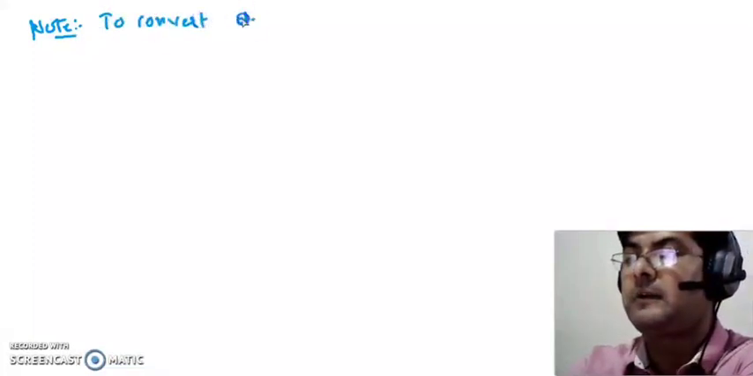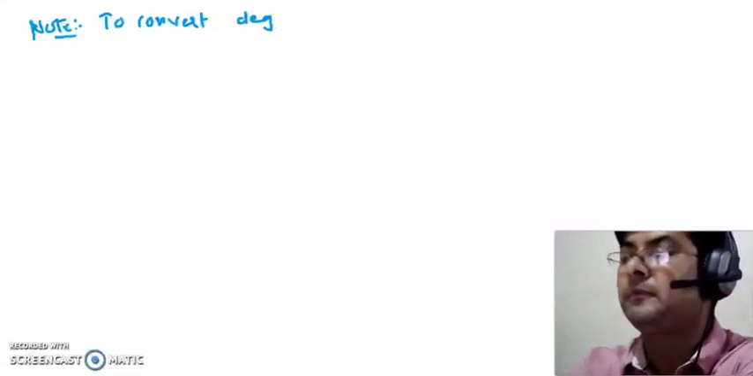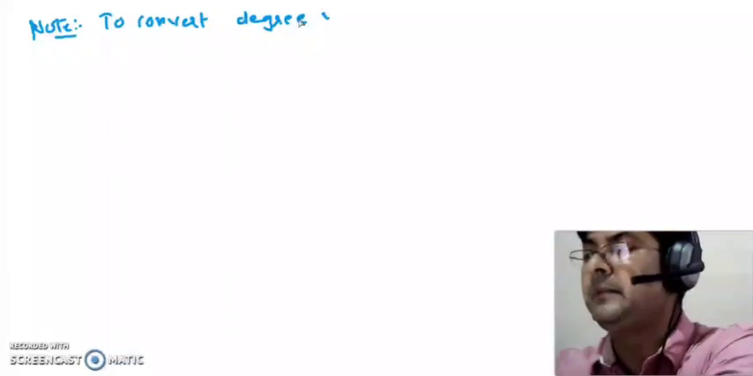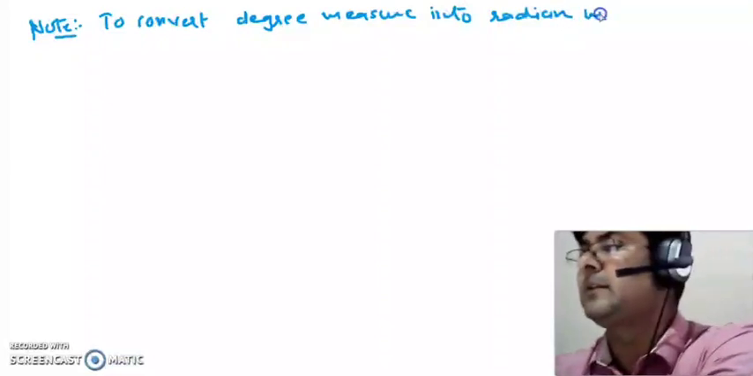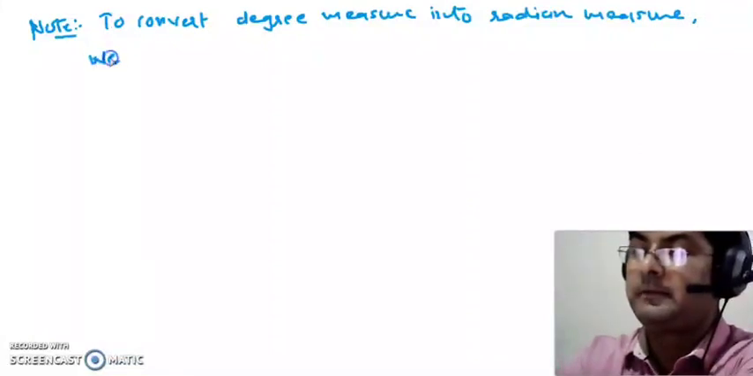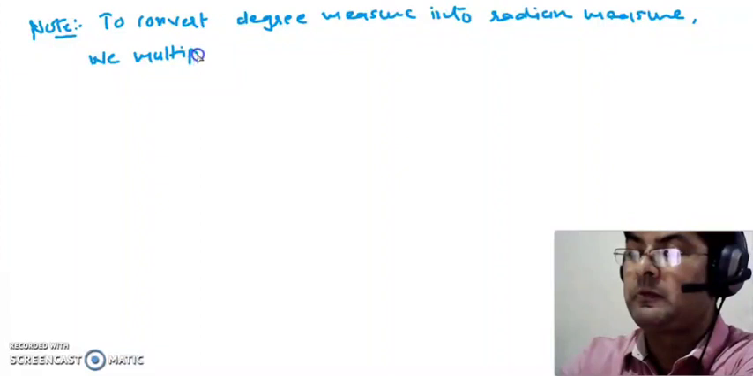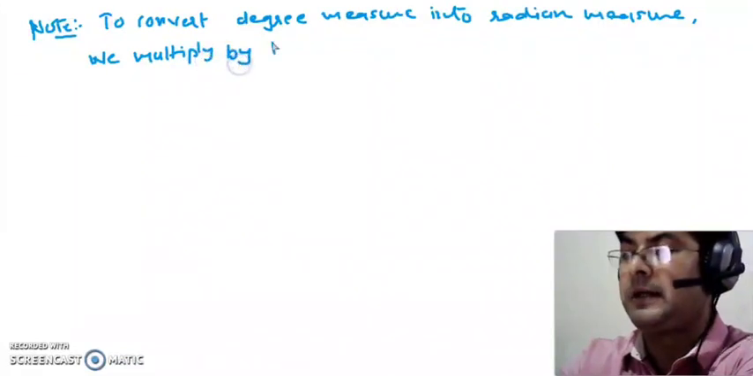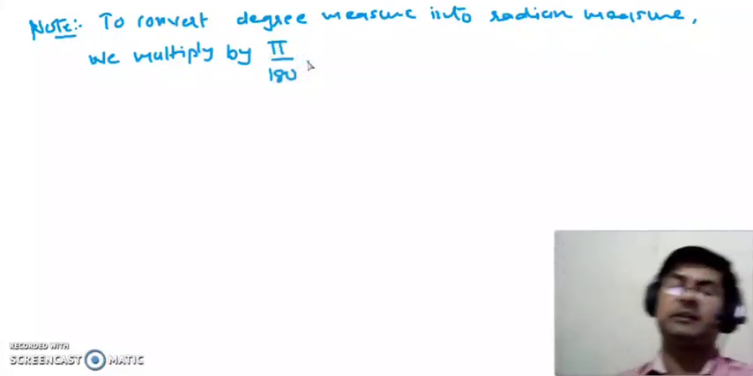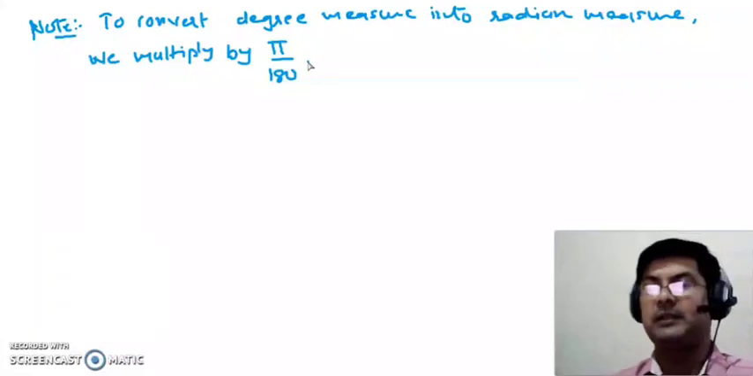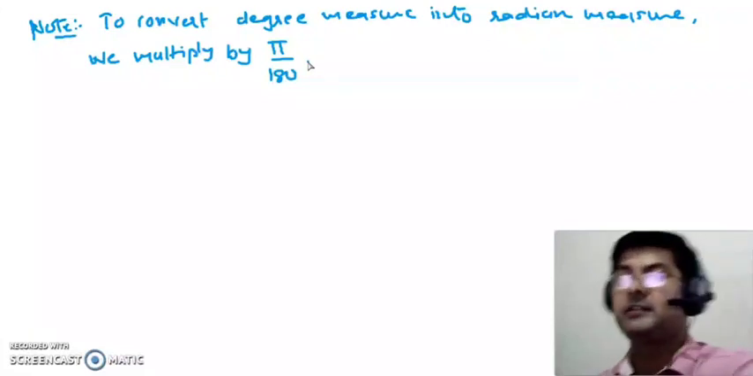To convert degree measure into radian measure, we multiply by pi upon 180. Okay, so we have established a relation between the radian measure and the degree measure. Now let us see the second theorem.